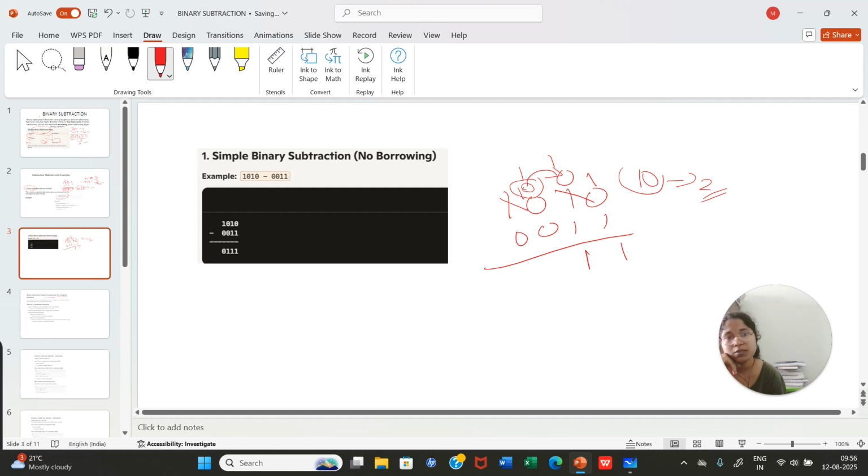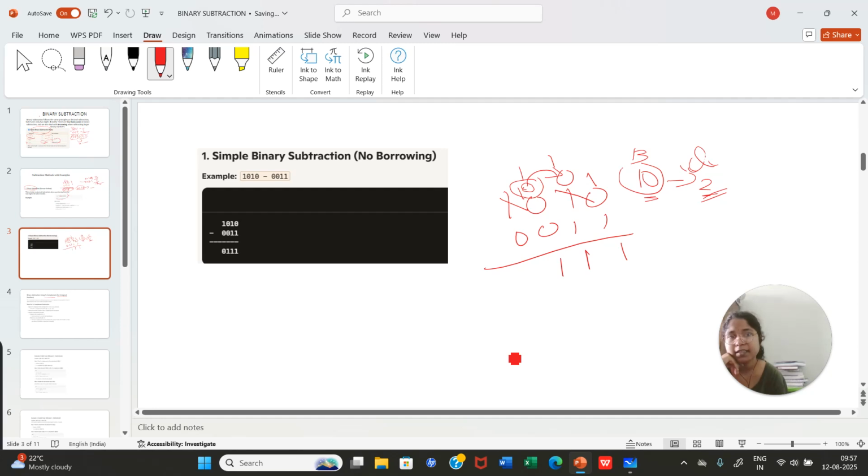This 1 0 is a binary value and this is a decimal value. Binary value 1 0 means in decimal we call it 2. So now we took 1 from here, only 1 is left, final. So from here we got 1. So 1 0 minus 1, 1 1 0 minus 1.